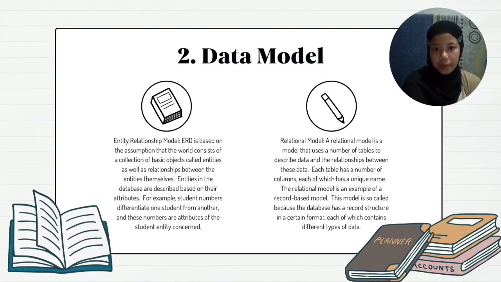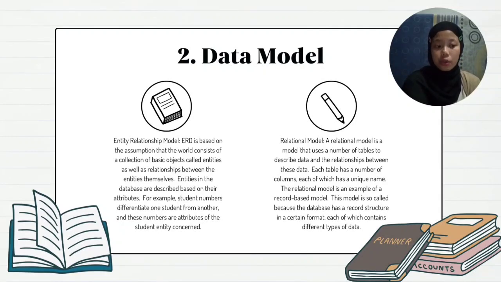Entities in the database are described based on their attributes. For example, student numbers. Student number differentiate one student from another, and these numbers are attributes of the student entity concerned.